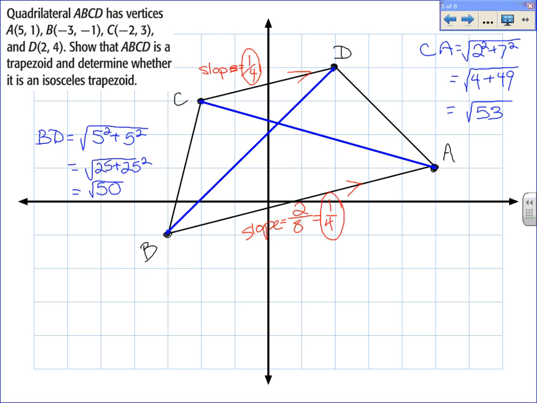Okay, do I have an isosceles trapezoid? If I did, these two numbers would be the same, but they're not. So this is a trapezoid, but it is not isosceles.